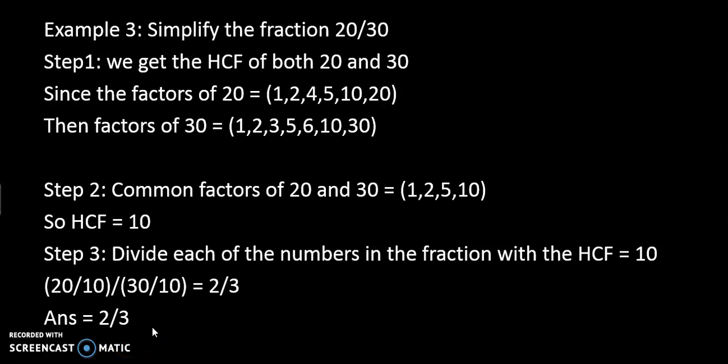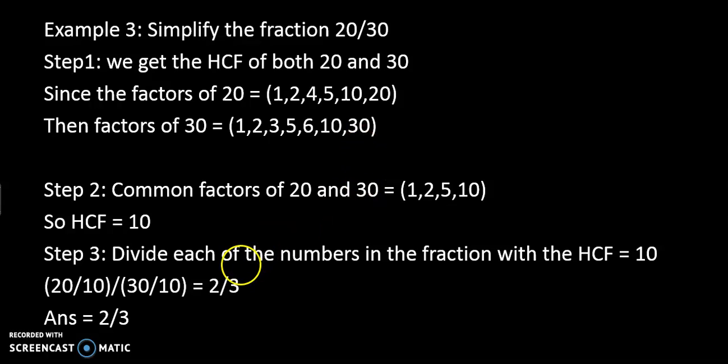Let's try one more example. They can also tell you to simplify the fraction, in this case 20 over 30, using the HCF. So in the same way, find the HCF of 20 and 30. But first, list the factors of 20 from the previous example we have seen. These are the factors of 20. Also, find the factors of 30. I've made it simpler for you. I've written them down: 1, 2, 3, 5, 6, 10, 15, and 30 itself is a factor.